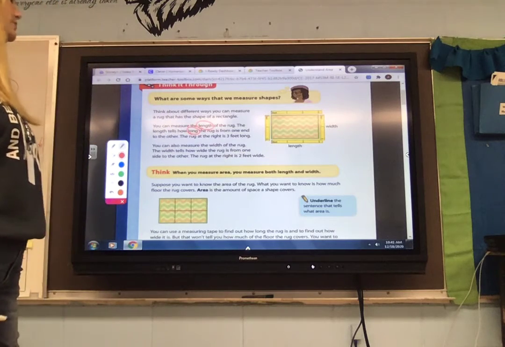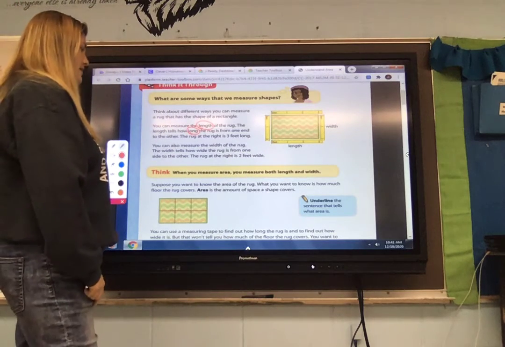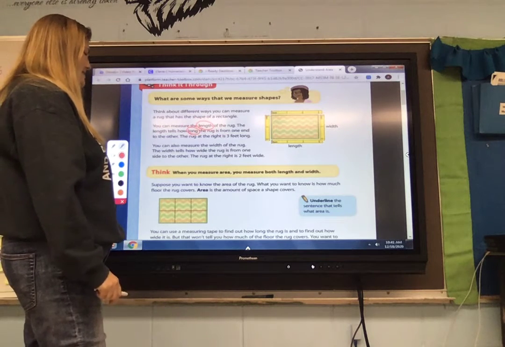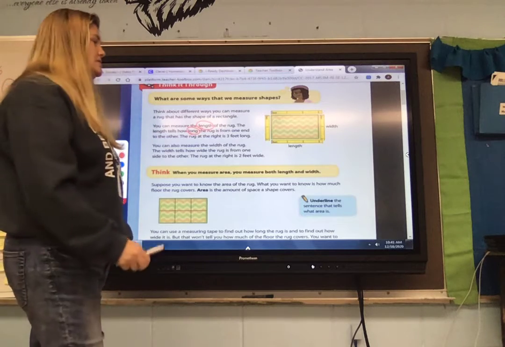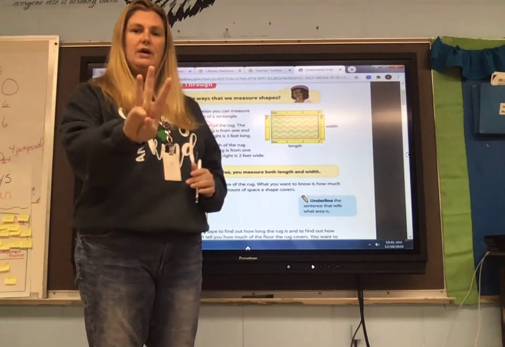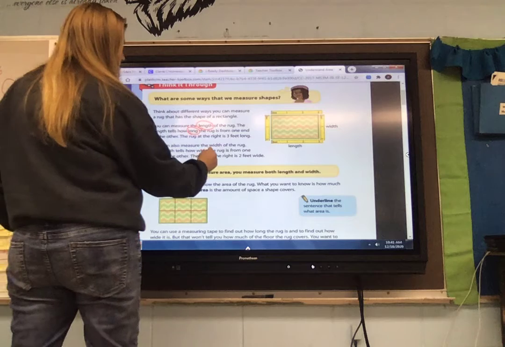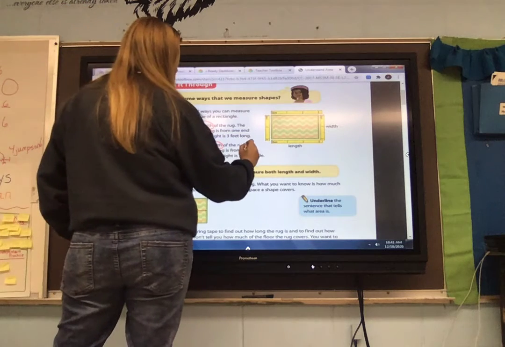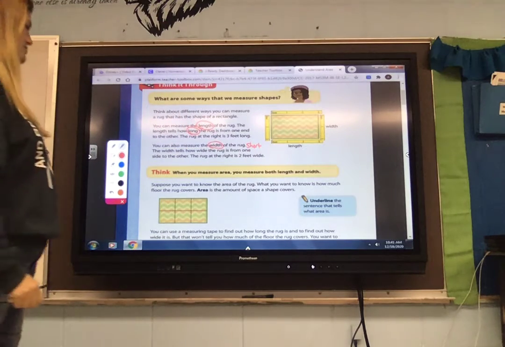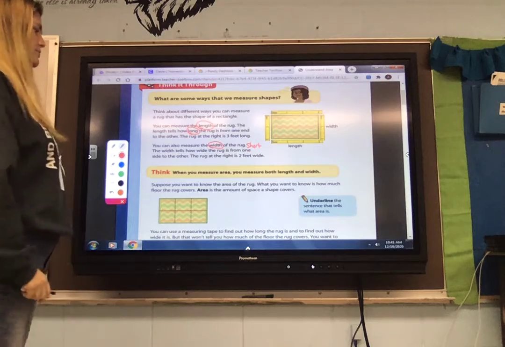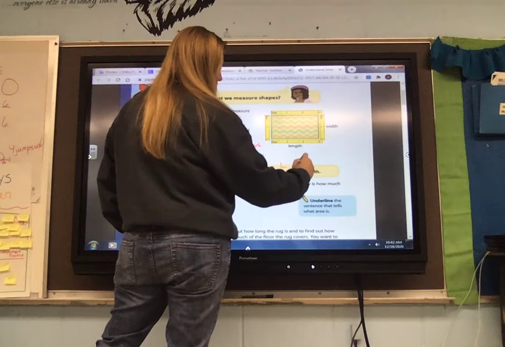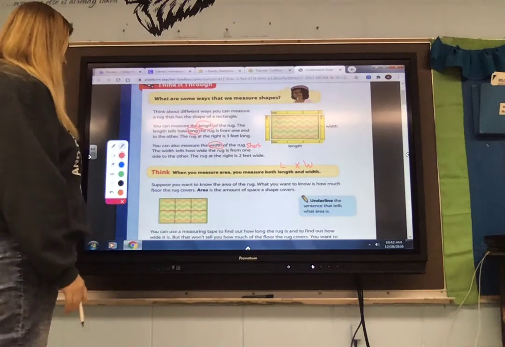You can also measure the width of the rug. The width tells how wide the rug is from one side to another. So our width is going to be our short side. So width is short, length is long, width is short. So you might circle the word width there, and I would write in short. So you can help remember that length is long, width is short. Think, when you measure area, you measure both the length and the width. Length times width, and I would write that down as well.